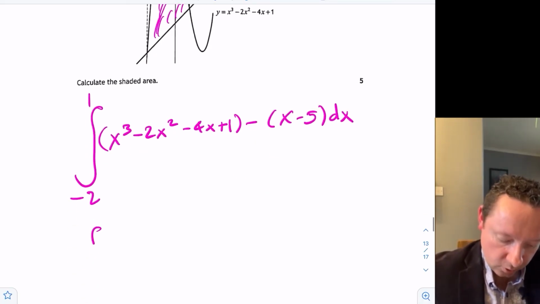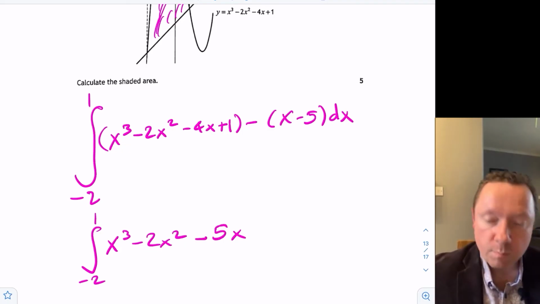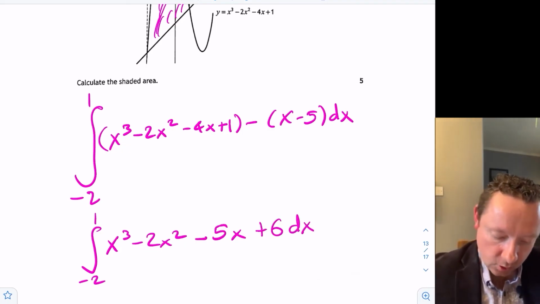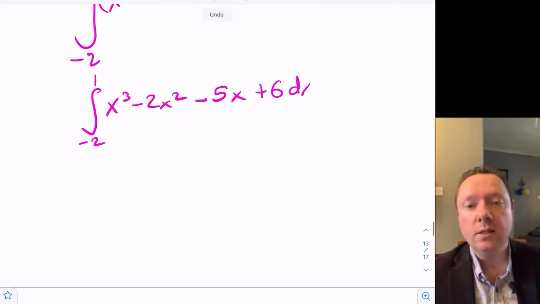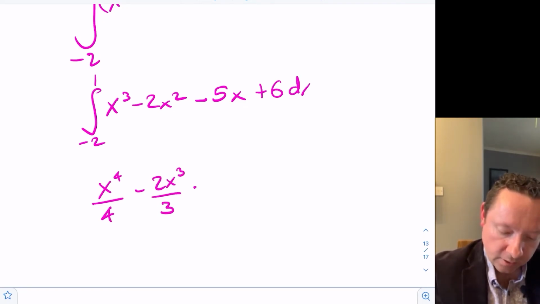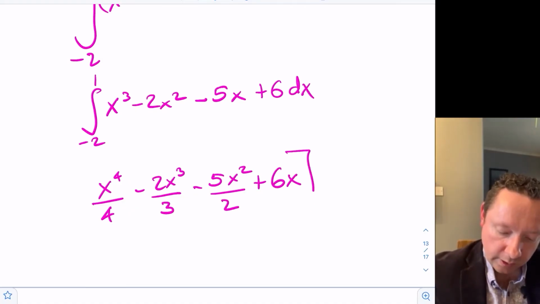So that becomes the integral from minus 2 to 1 of x cubed minus 2x squared minus 4x minus x is minus 5x, and 1 minus minus 5 is plus 6 dx. So we're integrating, so we add 1 to the power, divide by the new power. So that gives us x to the 4 over 4 minus 2x cubed over 3 minus 5x squared over 2 plus 6x, and that's between minus 2 and 1.